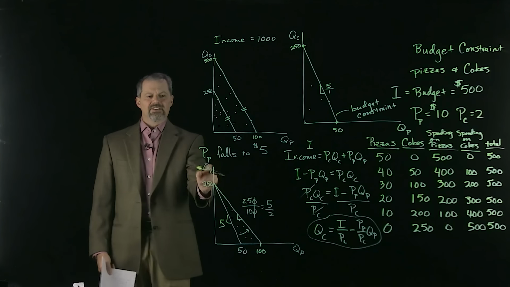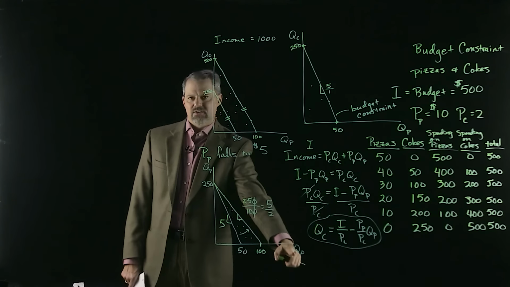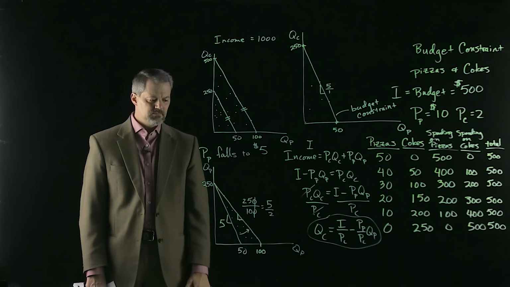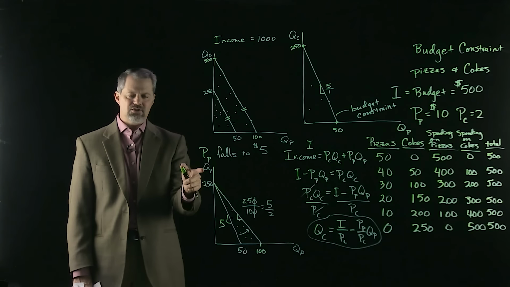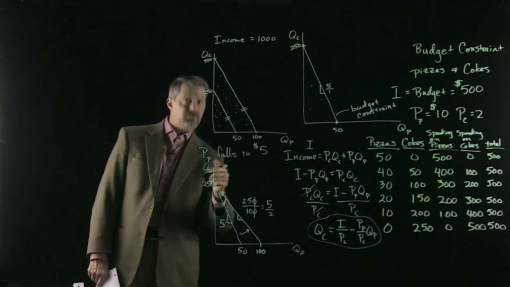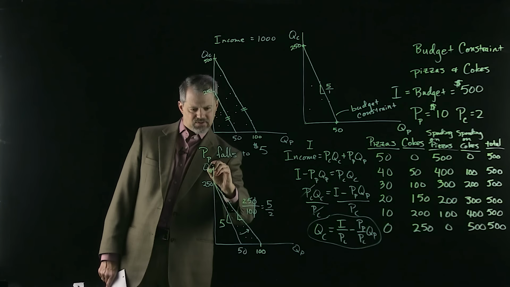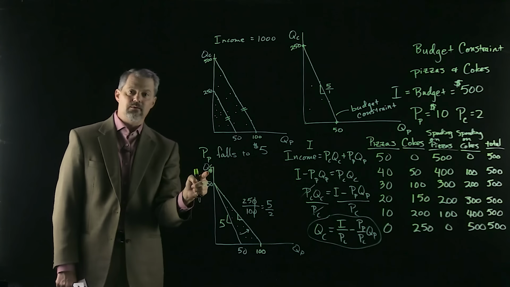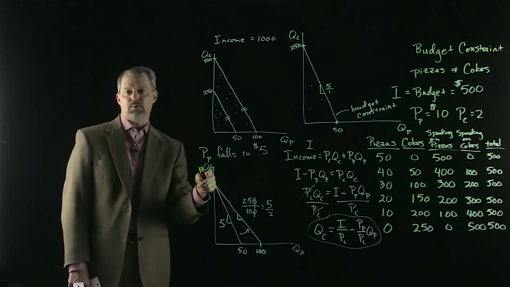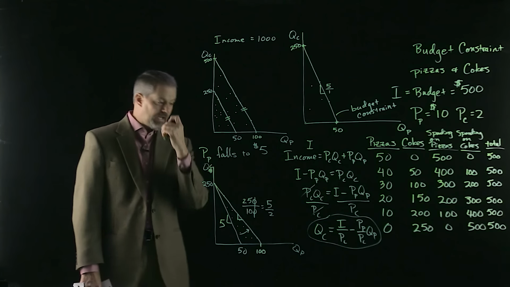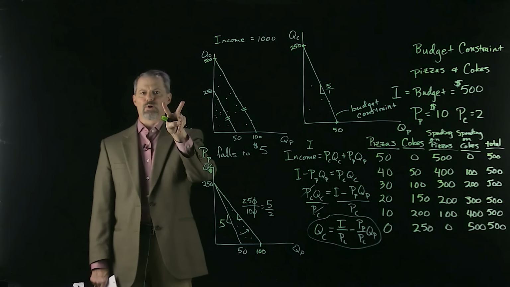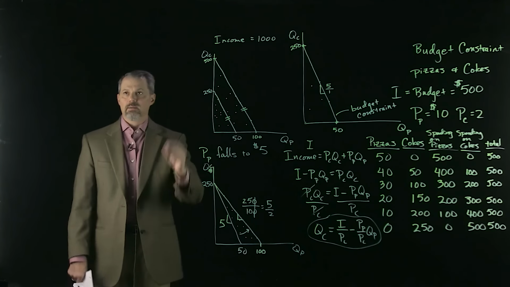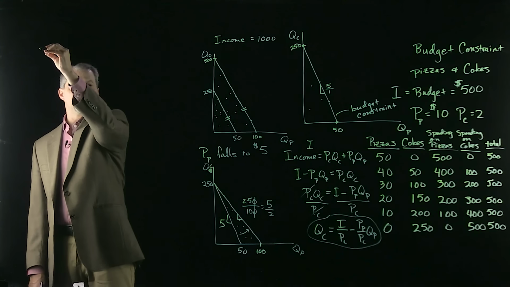Now, what we did there is we decreased the price of pizzas. We could increase the price of pizzas, or we could change the price of Cokes. We could make the price of Cokes go up or down. Now, so there are 4 possibilities. There are 2 prices, and either of them could go up or down. So there are 4 possibilities. Let me quickly draw those 4 possibilities for you.